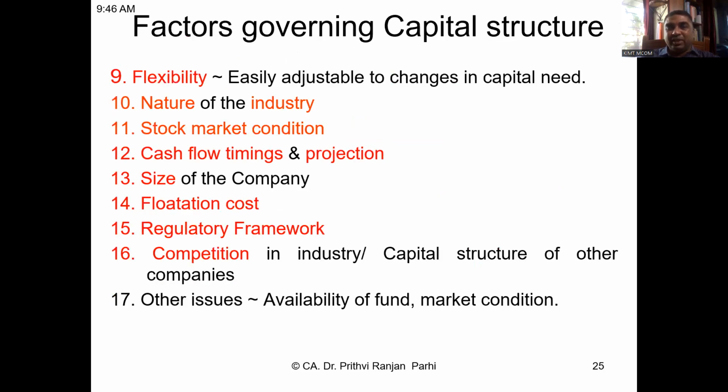There are other factors also, like flexibility, nature of the industry, stock market condition, cash flow timings and return. When will you be getting cash flow? Let us say you will be able to generate cash flow only after 5 years.